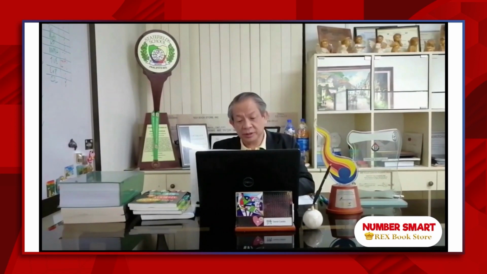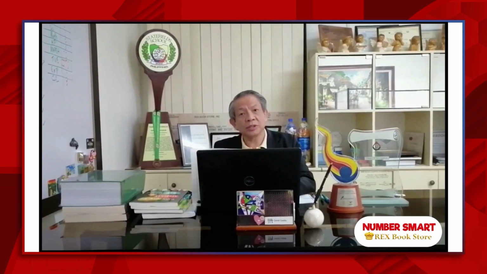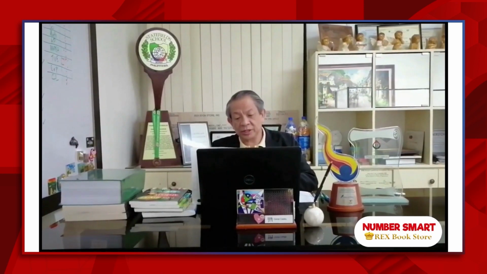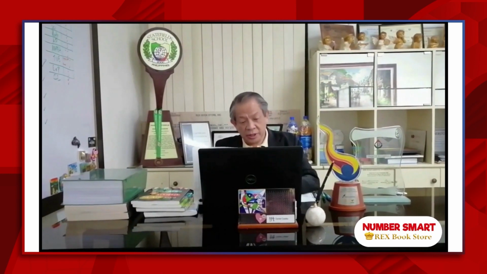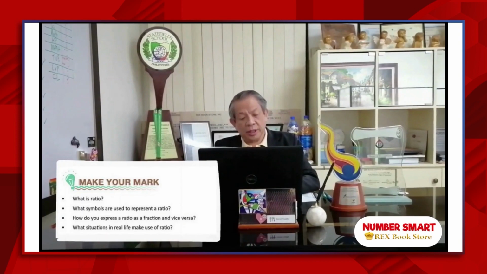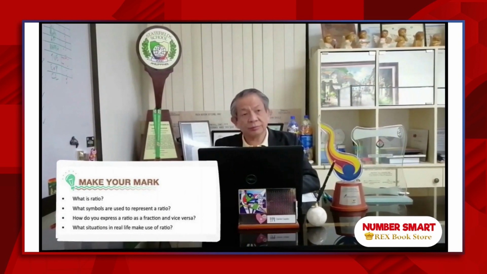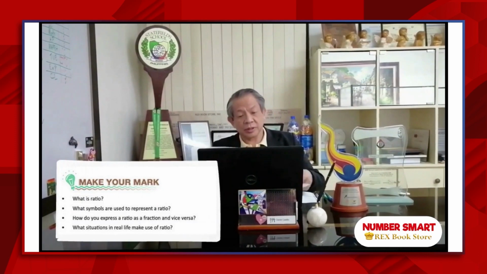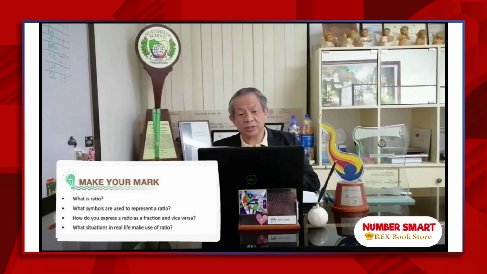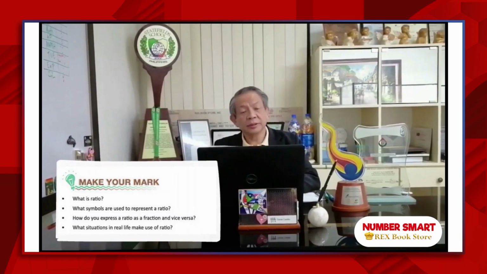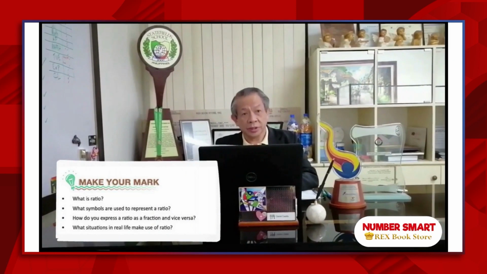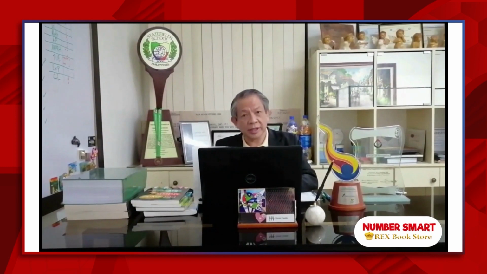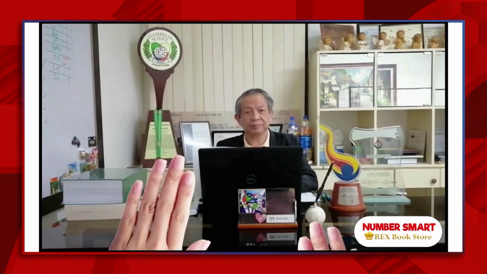Let's start with an example, the Make Your Mark questions for Lesson 1 in Chapter 3, Unit 1 of Grade 6 NumberSmart on the topic Ratio and Proportion. On the slide, you will see the questions, and they're about the definition of ratio, the symbols we use to represent a ratio, how to express a ratio as a fraction and doing it the other way around, and the situations in real life where ratio is used. These questions will surely serve the purposes of introducing the lesson and stimulating student engagement.